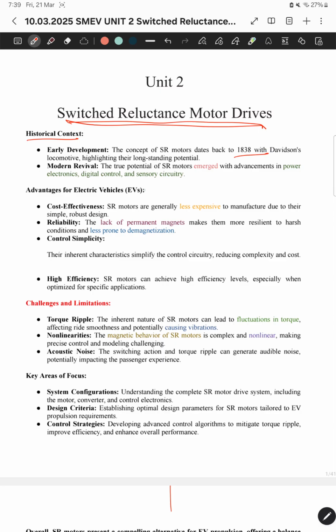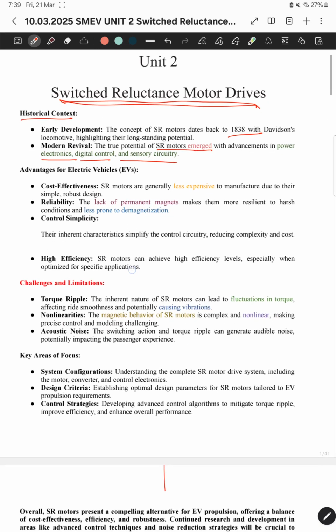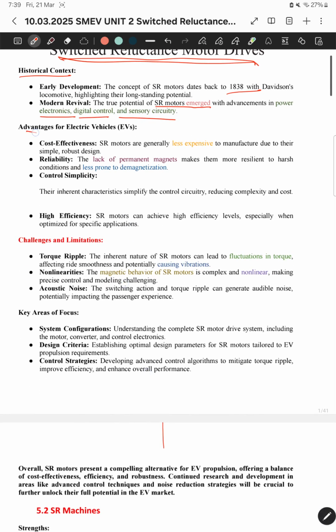Somewhere in the 1830s, early development was done, and with the emergence of power electronics and digital control systems, nowadays switched reluctance motors have been widely used, mainly because of the advancement of electric vehicles. If I want to tell you the advantages for electric vehicles here, it's mainly because they are less expensive compared to the other motors. Because of being less expensive, that's why it is majorly preferred.